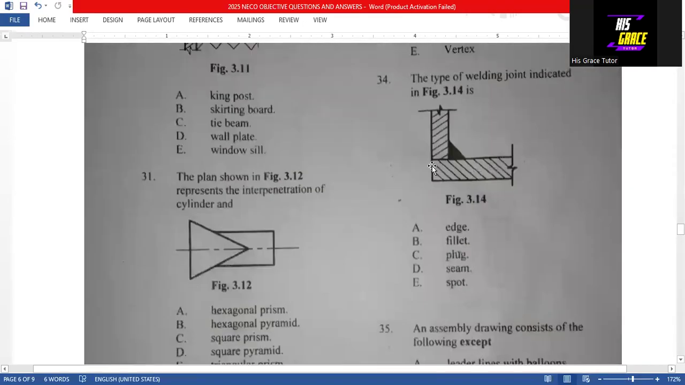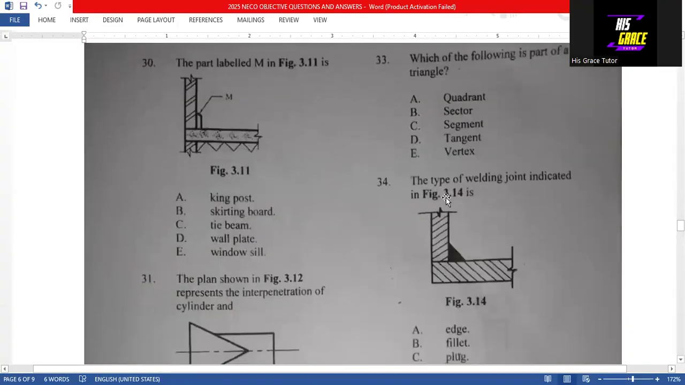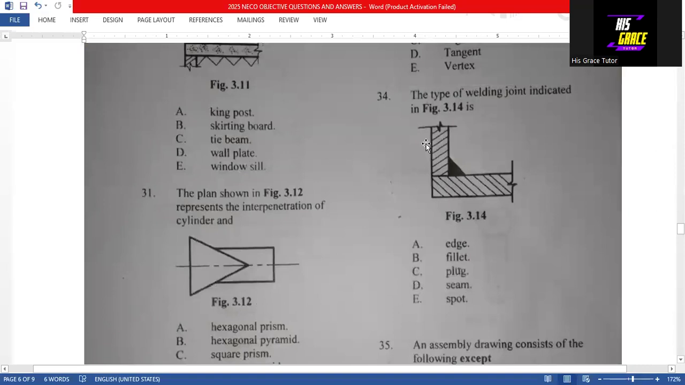Then question 33 says, which of the following is part of a triangle? The answer is vertex. So option E is the answer to question 33. Question 34 says the type of welding joint indicated in figure 3.14 is, as we have here, fillet. That is option B, the answer to question 34.